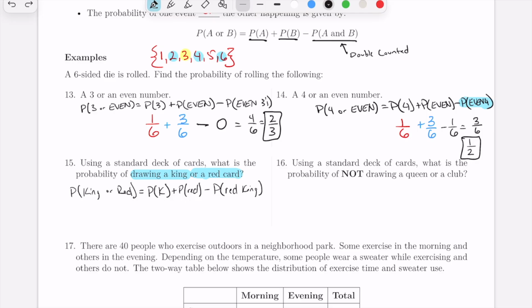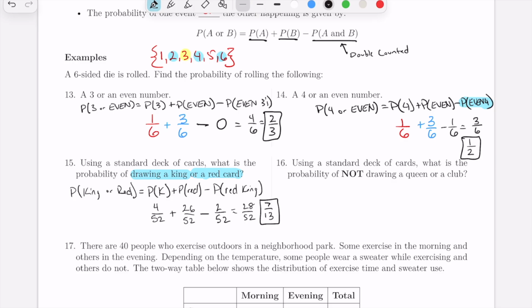So the probability of a king, that's 4 out of 52. The probability of a red card, there's 26 red cards. But remember, the King of Hearts and the King of Diamonds got double counted. So that's why we're going to subtract them off. We're not getting rid of them. We're just taking care of the fact that they were counted twice, and we should have only counted them one time. So that will be 28 out of 52. And if you divide each of those by 4, that gets us 7/13.